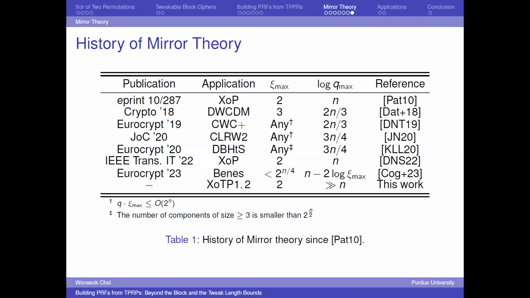And this is the history of Mirror theory. There have been a bunch of attempts to improve Mirror theories. And our work is the first to be able to prove a construction which can be secure beyond the birthday bound security.